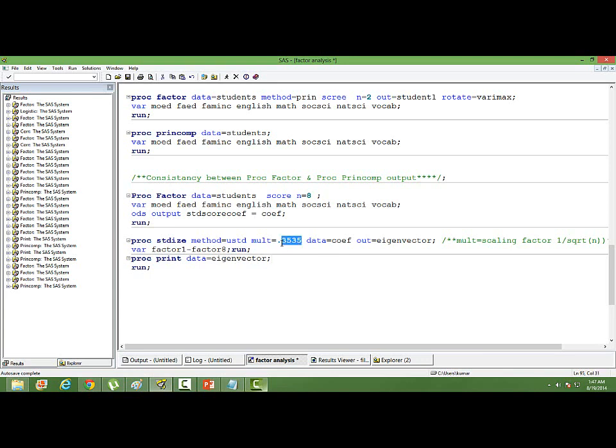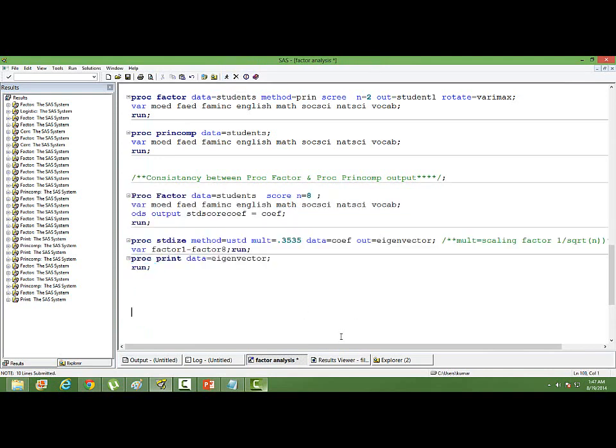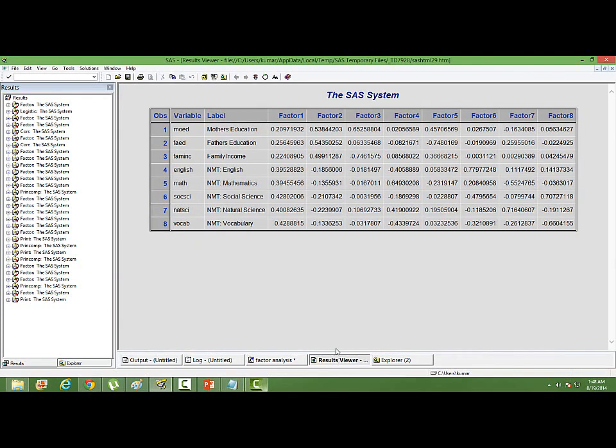We have used a standardization factor, the scaling factor, which is 1 by the square root of n, where n is the number of variables used. It's confusing, but you don't need to understand this code because it's not required in principal component analysis. I'm doing this illustration just to show you that the results are consistent. Let me run this code. You can learn this, of course, when you have fairly good command over principal component analysis. Okay, let me show you.